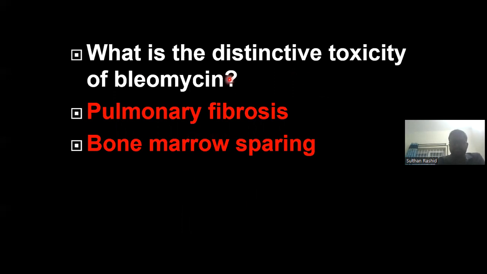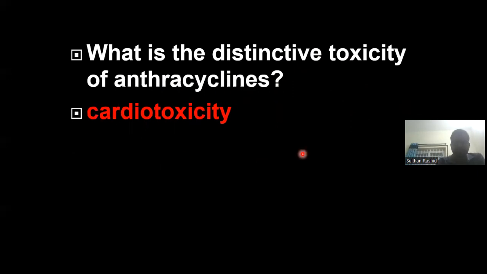So the distinctive toxicity of bleomycin, we know, is pulmonary fibrosis, and it also affects the skin. So cutaneous reactions, hyperkeratosis, erythema, ulcers will happen with bleomycin. This bleomycin is bone marrow sparing. So in VBL, the B is bleomycin. It will not affect the bone marrow.